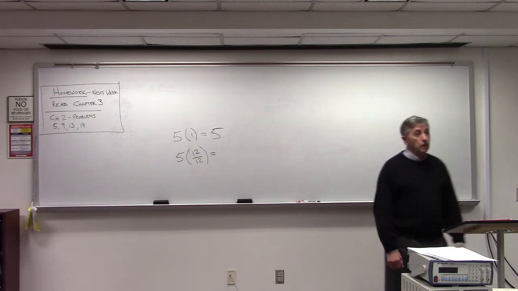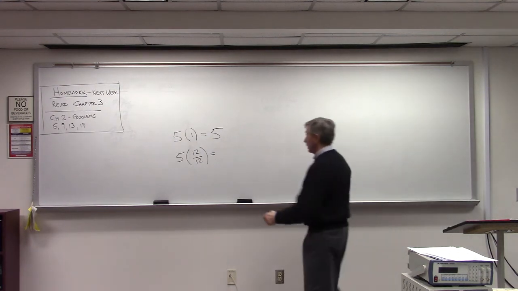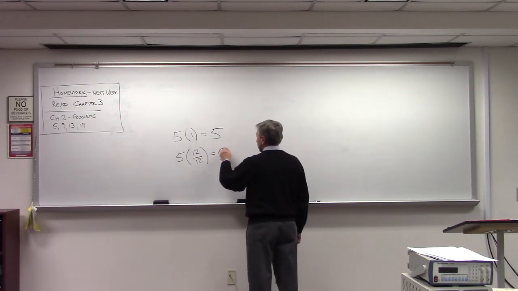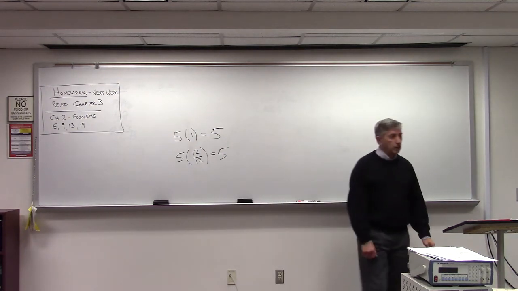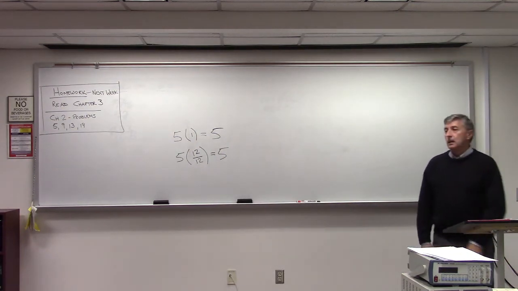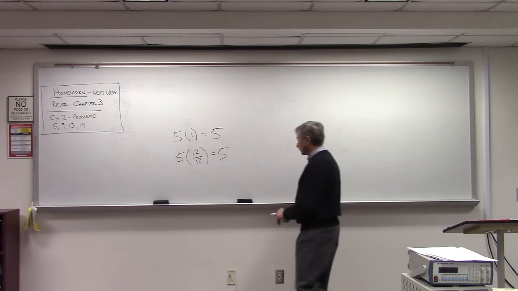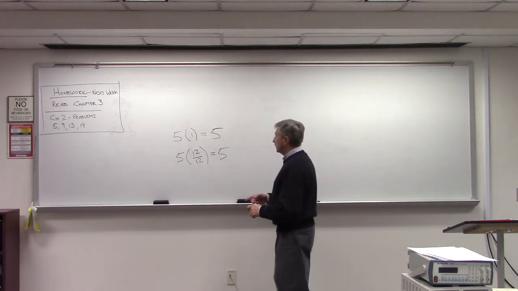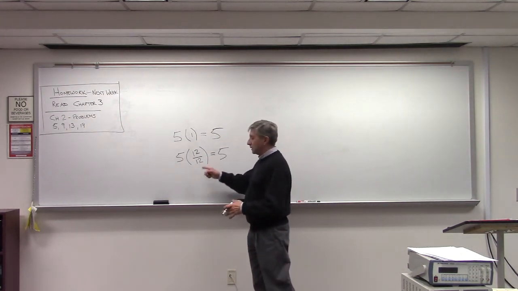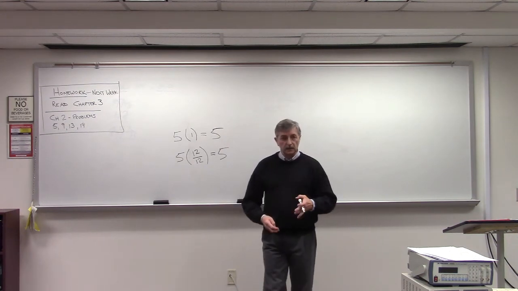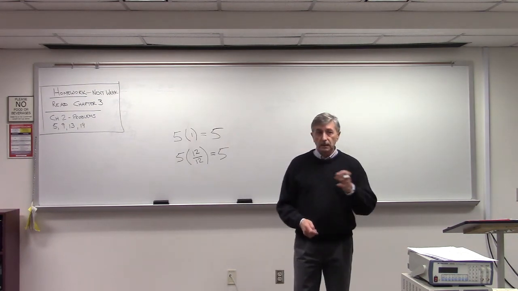12 over 12 is a 1, isn't it? So that's still 1. And if I multiply 5 times 12 over 12, I still get 5. Well, what I'm going to do is extrapolate this concept, but I'm going to add units.